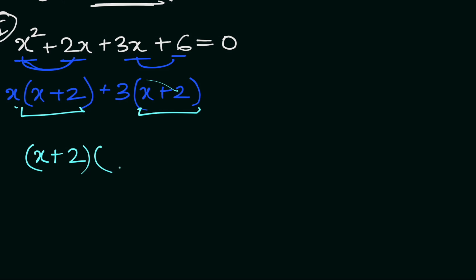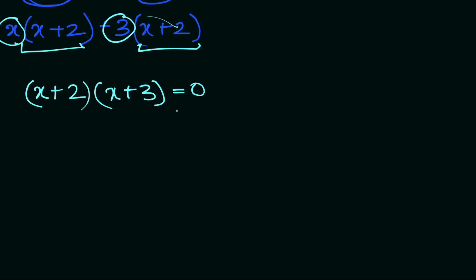Then we're going to make another bracket which would consist of the remaining elements. That's x and 3. So we're going to write it as x plus 3 is equal to 0. This is that we have factored the equation x squared plus 5x plus 6. If you were to expand this, you would again get x squared plus 5x plus 6.